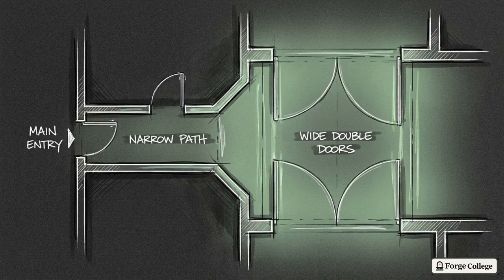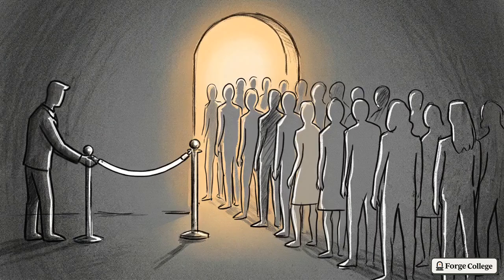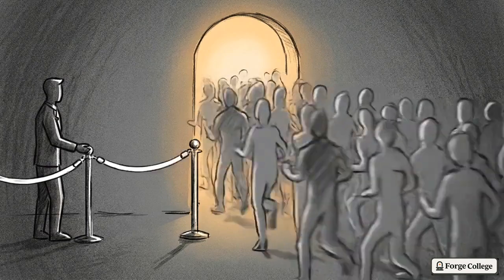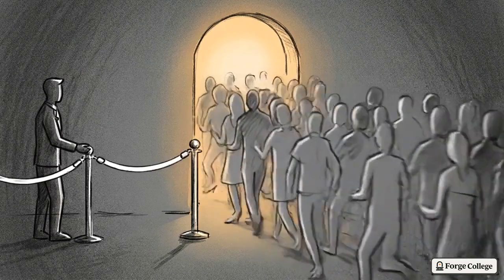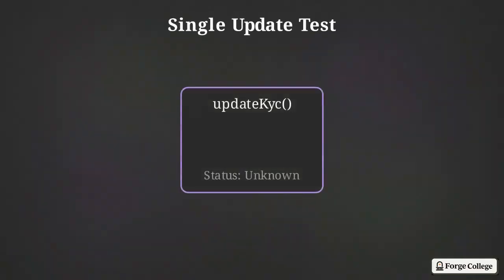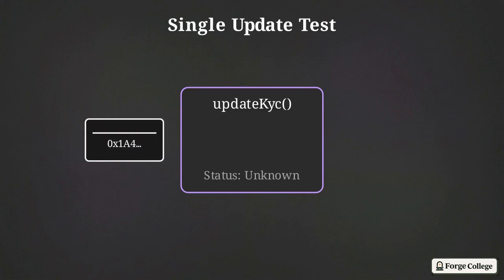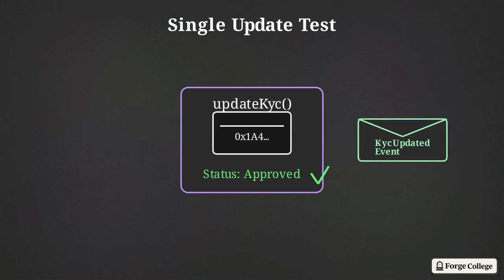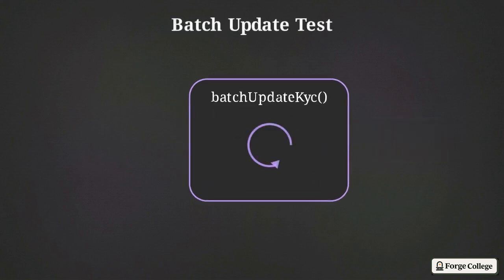There are two primary ways people get into our club. We can write down one single name on the list, or we can open the doors for a massive 30-person VIP entourage all at once. Let's look at this logic flowchart. This represents our single update test. To prove the door works for one person, the test has to verify two distinct things. First, the wallet address actually gets marked as approved. That's the green checkmark you see. Second, the system has to shout out to the rest of the club that someone entered, which is that KYC updated event popping out.